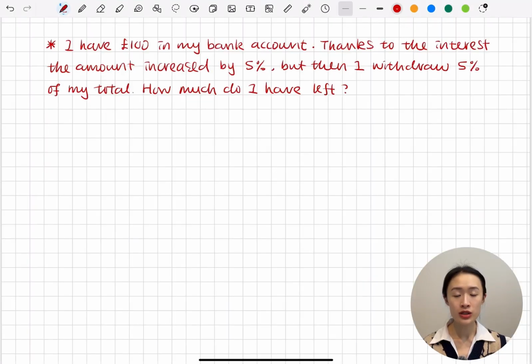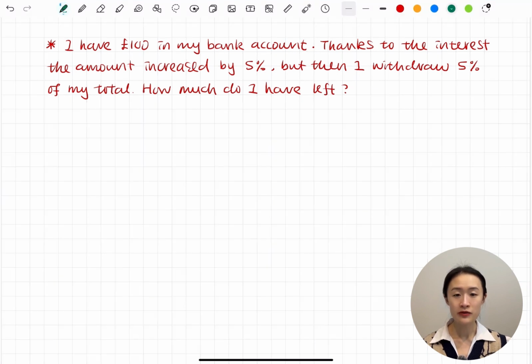Sometimes there are more than two circles involved. So let's look at this question. I have £100 in my bank account. Thanks to the interest, the amount is increased by 5%. And then I withdraw 5% from the total. So the question is, how much do I have in my bank? Now the answer isn't £100. Okay, let's do it step by step.